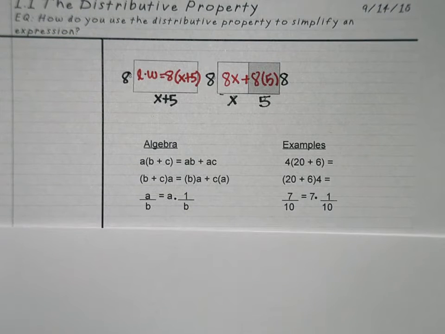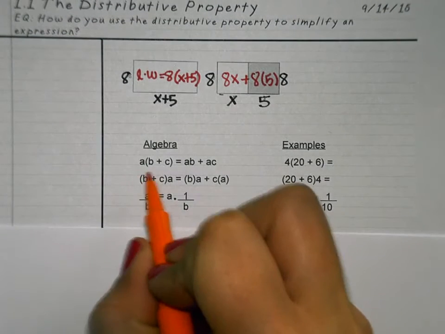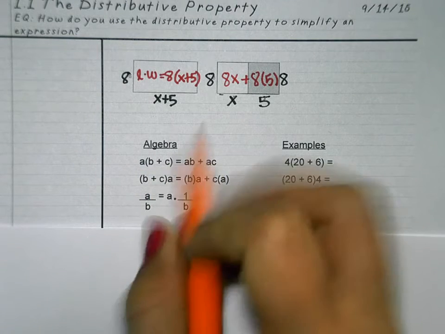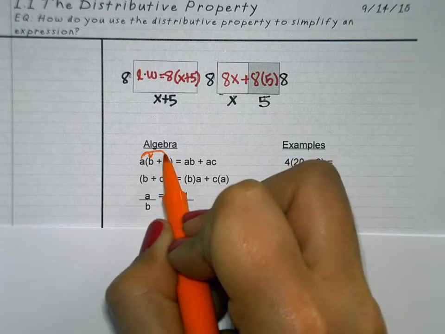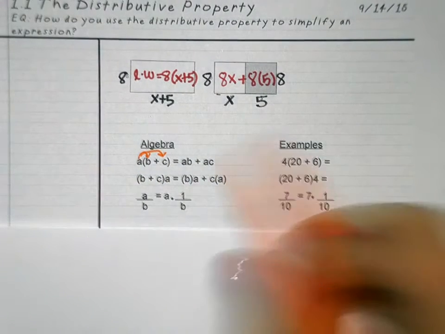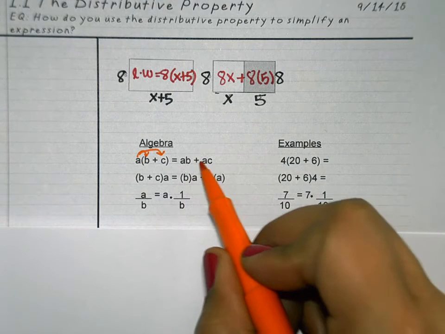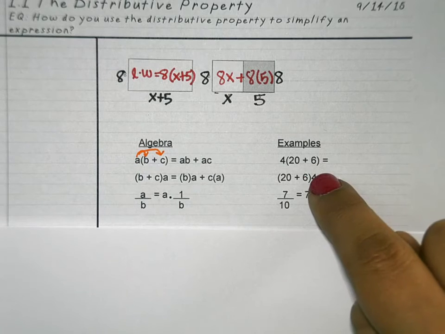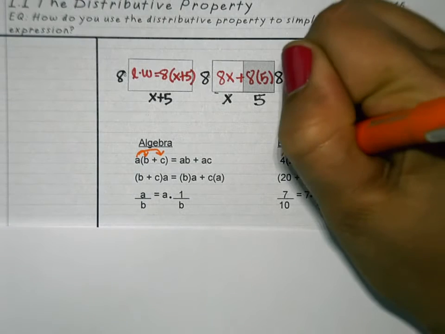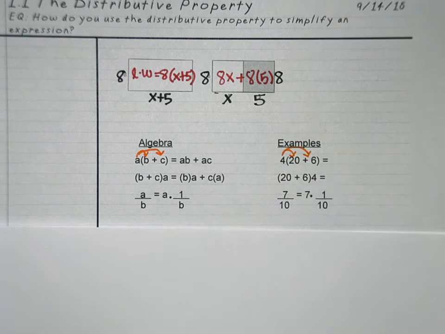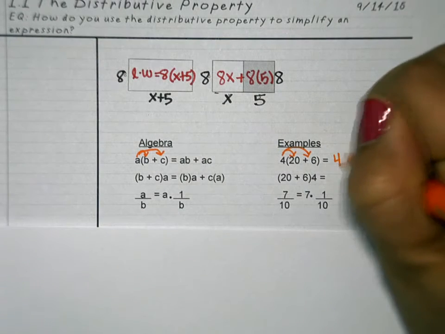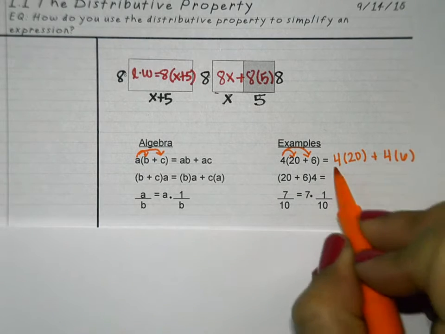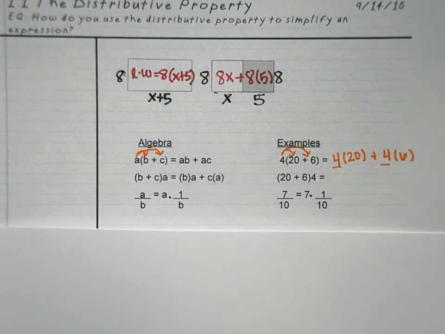If I'm doing a standard distributive property, A times B plus C. We distribute the A, which is the same as multiplication, and that gives us A times B plus A times C. With numbers, the example that I give is 4 times 20 plus 6. We can distribute the 4, and that's the same as 4 times 20 plus 4 times 6. So that 4 gets multiplied into the sum individually.